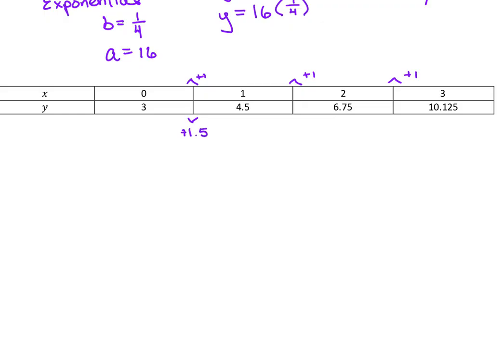All right. Do we do the same thing across the board? And the answer is no. If we do 4.5 plus 1.5, we get 6, which is not equal to 6.75. So this one is also not linear.